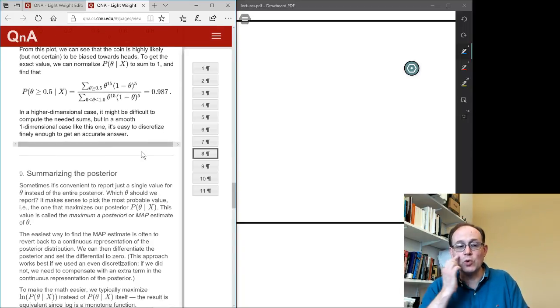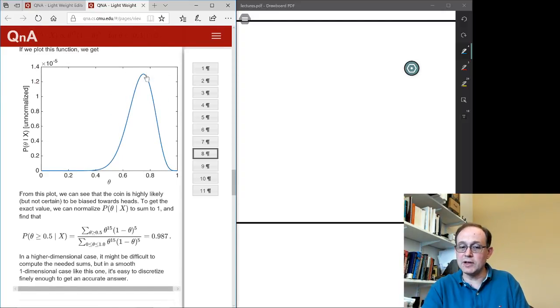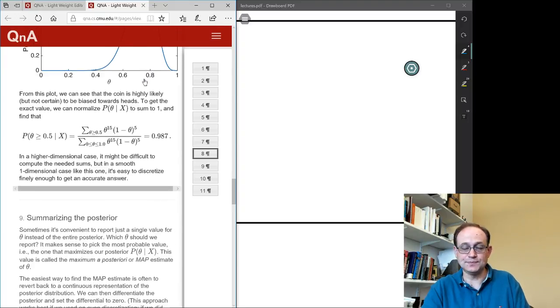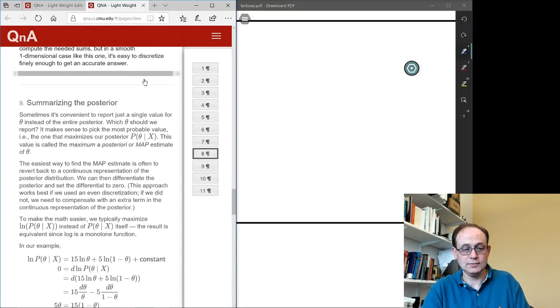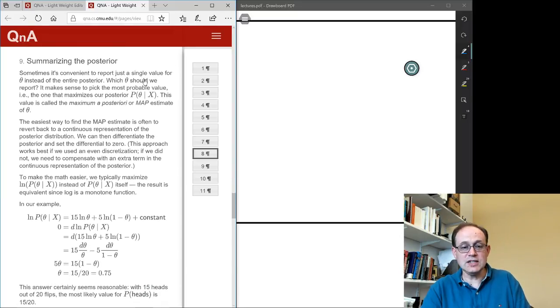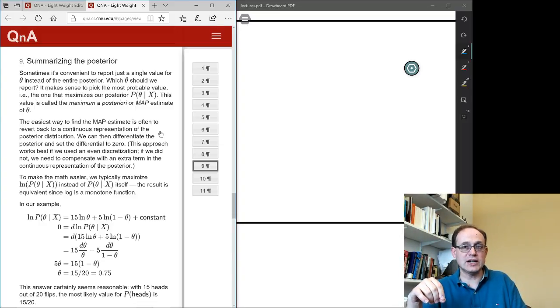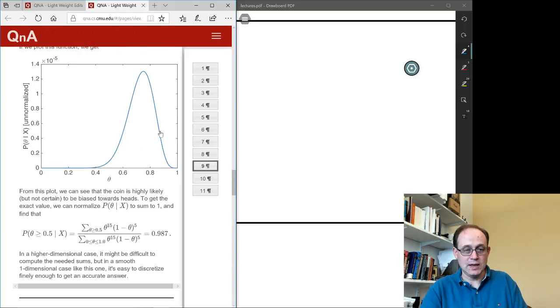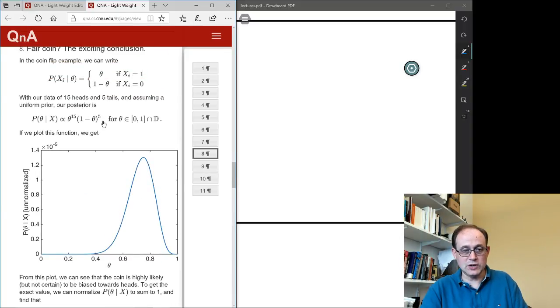If you don't want to report even an interval, if you just want to report a single number, the most common thing to do is to look for the peak of the posterior probability curve and just report the value at that peak. The easiest way to do that is to go back from a discrete representation to a continuous representation, so that in this expression, we consider theta to be a continuous number. We differentiate with respect to theta, set the derivative to 0, and find the maximum.